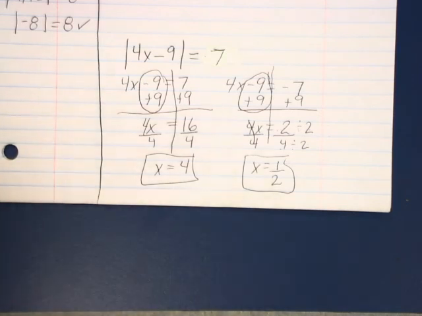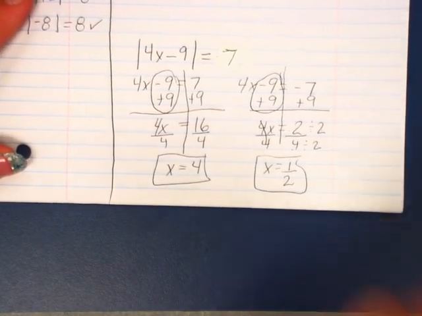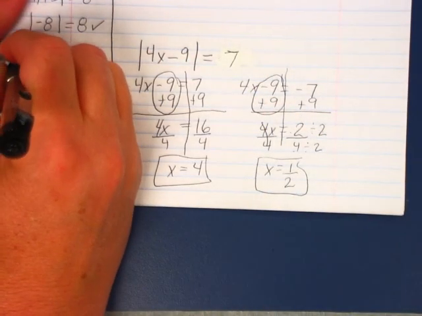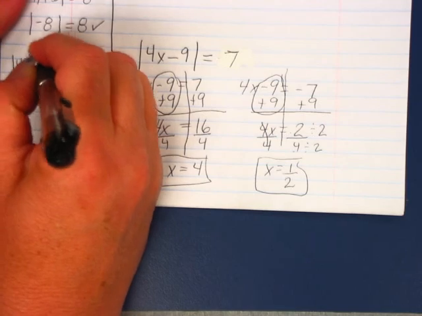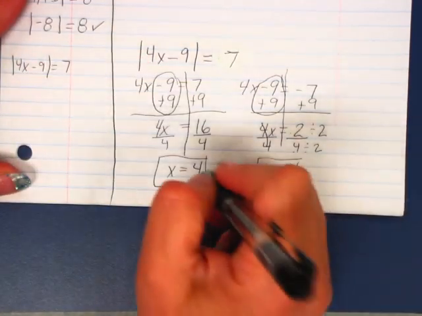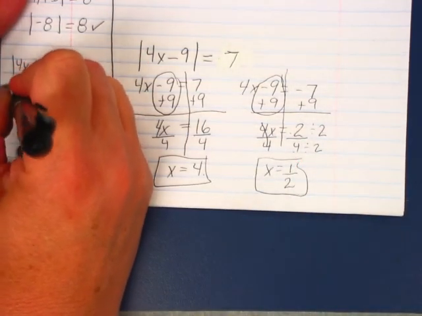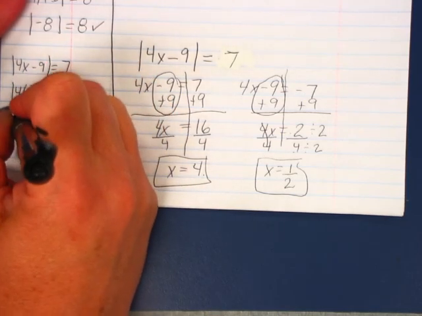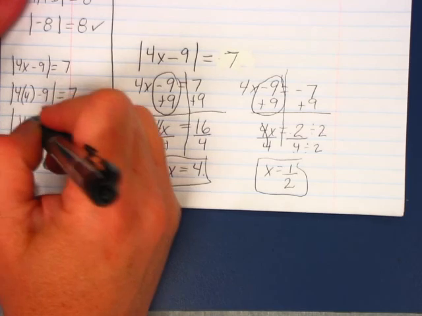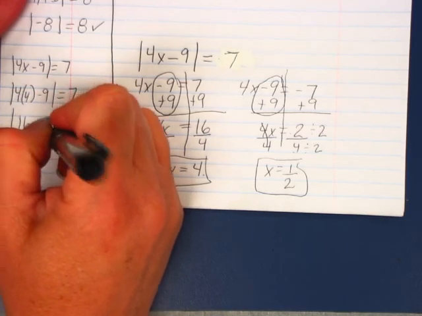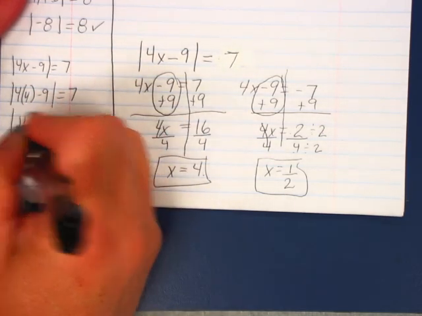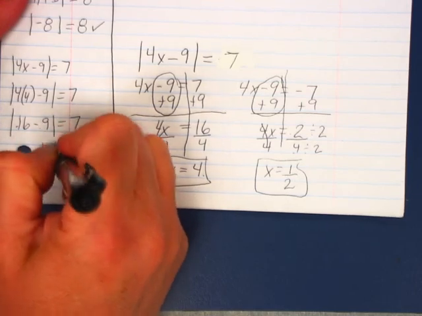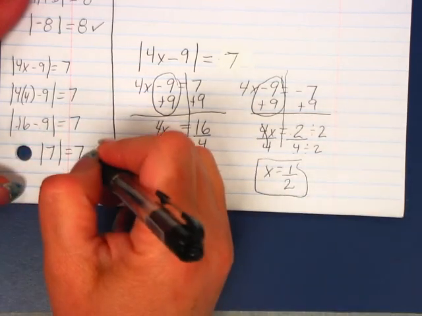So now what we're going to do is check our answer and make sure that it does give us the right answer. So the absolute value of 4x minus 9 equals 7. Plug in the 4. The absolute value of 4 times 4 minus 9 equals 7. So I get 16, pardon me, the absolute value of 16 minus 9. And 16 minus 9 is 7. So the absolute value of 7 is 7.